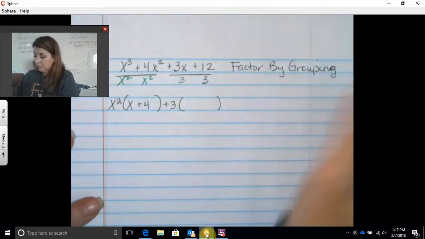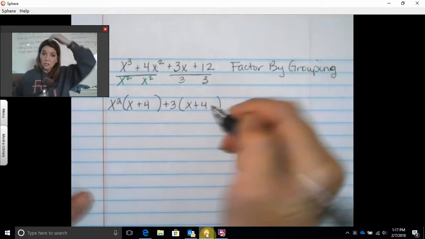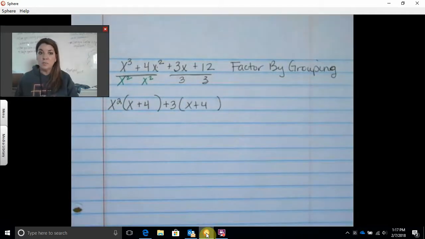X plus 4. Okay. Now remember, I told y'all that just because there's 4 terms does not mean it's factorable. To know if it's factorable, you got to get to this point.